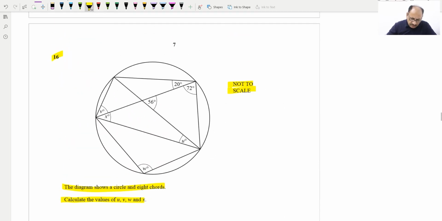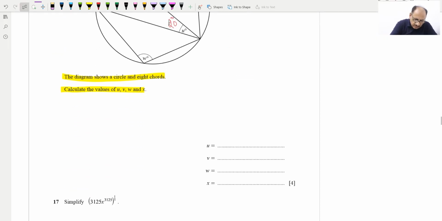First of all, we can check for which angle we can check. If we consider this top angle, it is 20 and this top angle is u, so these two top angles will be equal. So we can say that u is equal to 20 degrees. Hopefully you understood this. Now u is equal to 20. I am transferring here. U is equal to 20 degrees.